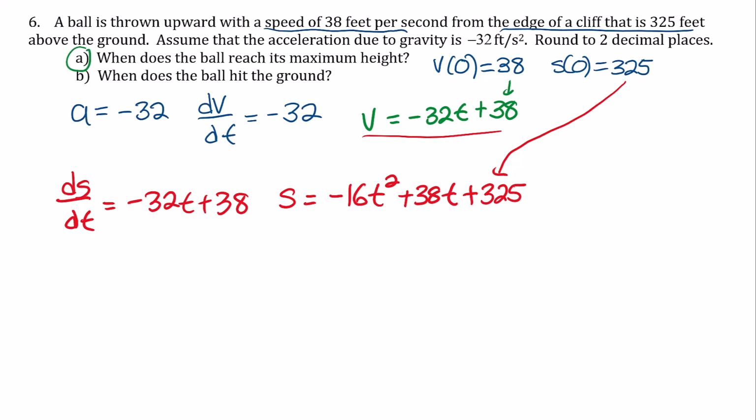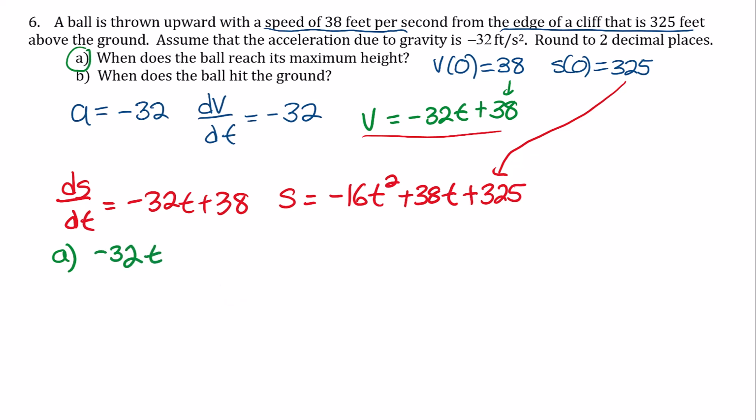Okay, now that we have acceleration, velocity, and position, let's read what we want to find. Part A says, when does the ball reach its maximum height? Okay, so it's thrown upward and it's going positive, but gravity's acting on it. When it gets to its maximum height, the velocity will be 0 for that instant before it turns and goes the other way, when the velocity will be negative. So we need to know the place where the velocity is 0 to find the maximum height.